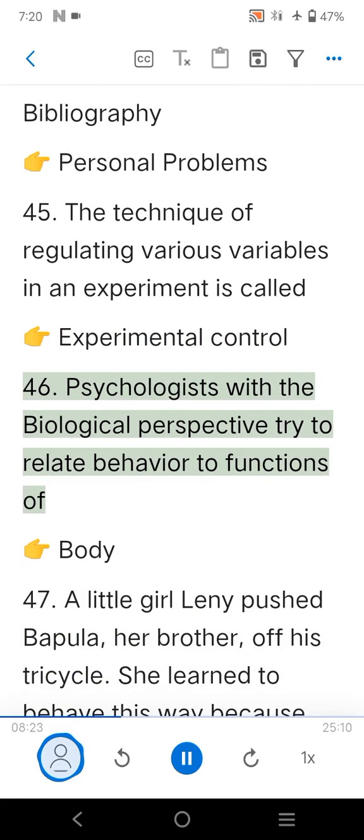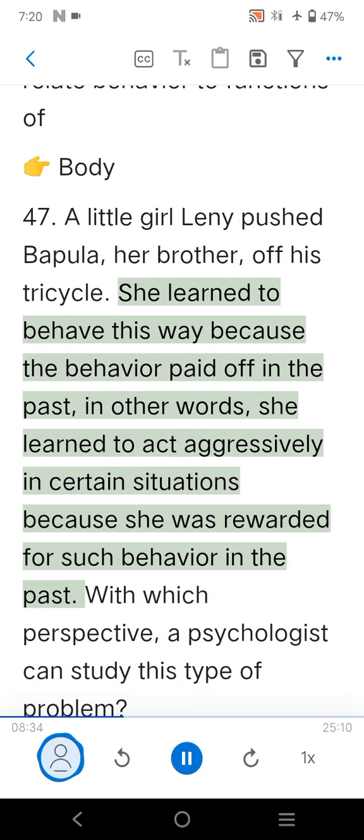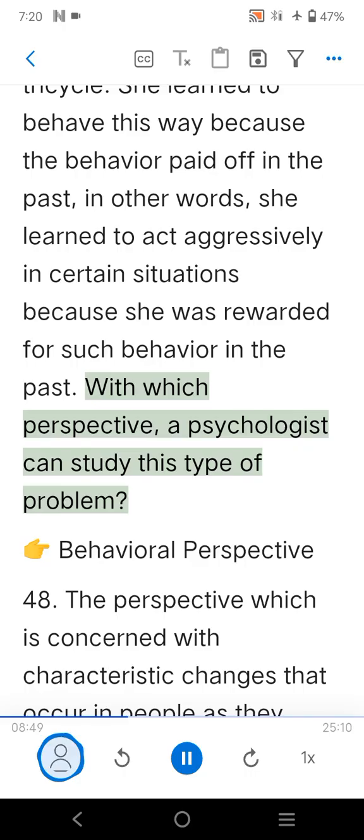45. The technique of regulating various variables in an experiment is called experimental control. 46. Psychologists with the biological perspective try to relate behavior to functions of the body. 47. A little girl, Lenny, pushed Bapula, her brother, off his tricycle. She learned to behave this way because the behavior paid off in the past. In other words, she learned to act aggressively in certain situations because she was rewarded for such behavior in the past. With which perspective can a psychologist study this type of problem?